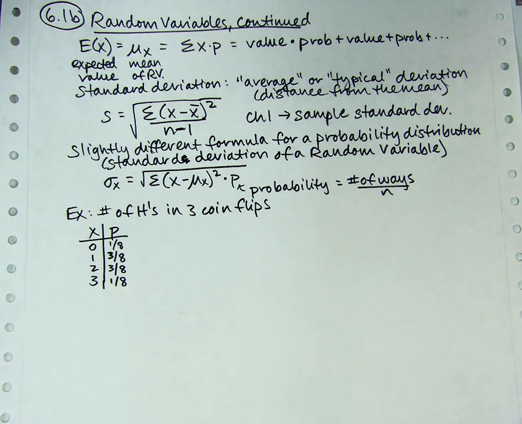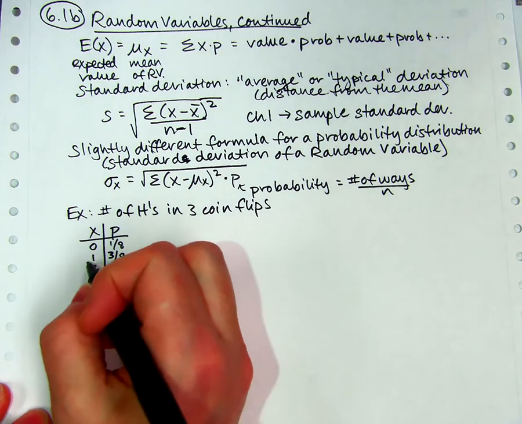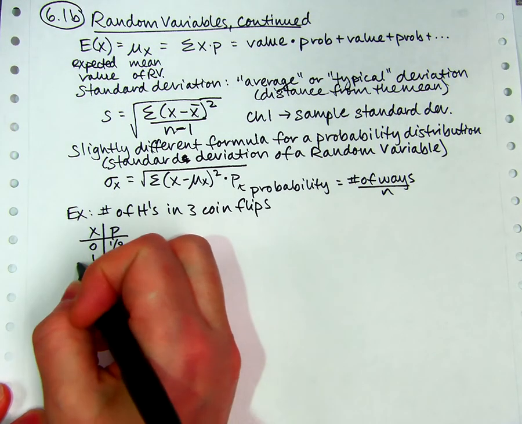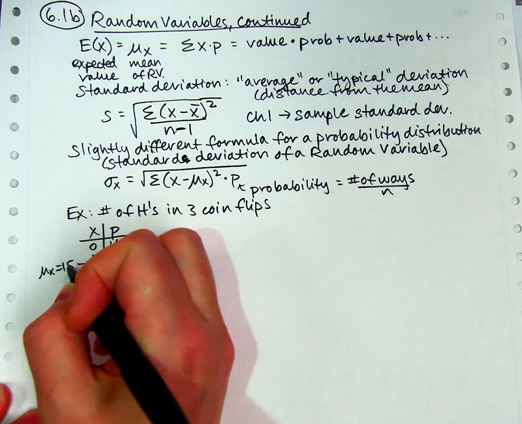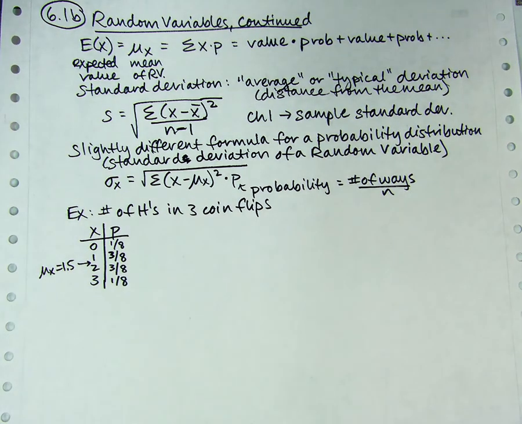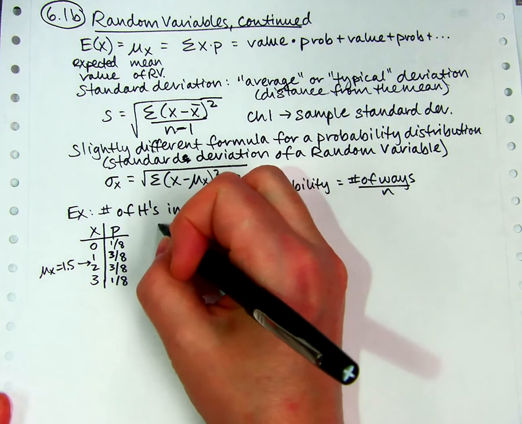I'm not going to do the details of that again because we did it in the last set of notes. But we also found that the mean of this, since it's symmetric, is right smack in the middle. The mean of x is 1.5. So I'm just going to remind you of that. And then we're going to go from there to find the standard deviation.